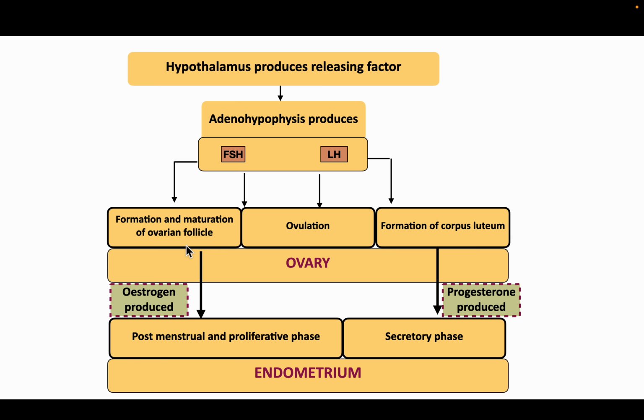Now from these follicles, the theca interna, we know it, the structure of the matured Graafian follicle, estrogen is produced, which is affecting the post-menstrual and proliferative phase of the endometrium. And progesterone produced by the corpus luteum is affecting the secretory phase of the endometrium. So this is the correlation between these two cycles.